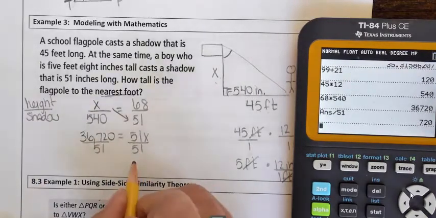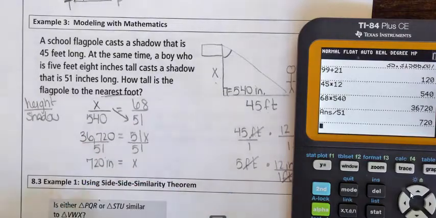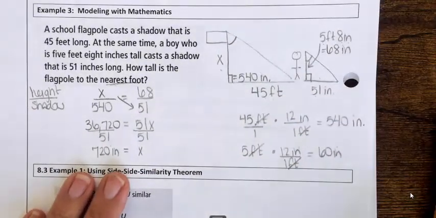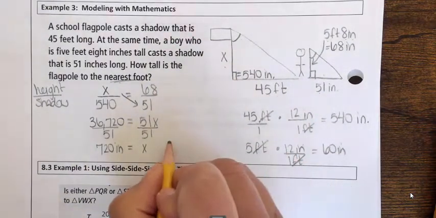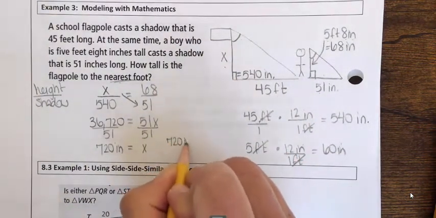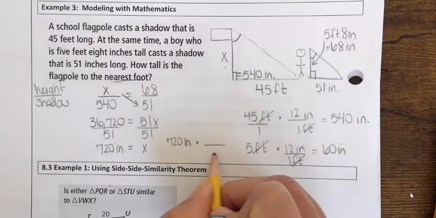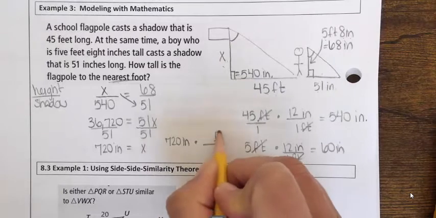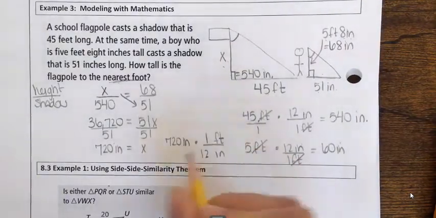I get 720. Now that's in inches, and I'm going to go ahead and convert that back into feet. So when I take 720 inches and now I want to convert it into feet, I'm going to say how many feet per how many inches, right? I want the feet to be my final units. Well, I know there's 12 inches per 1 foot.